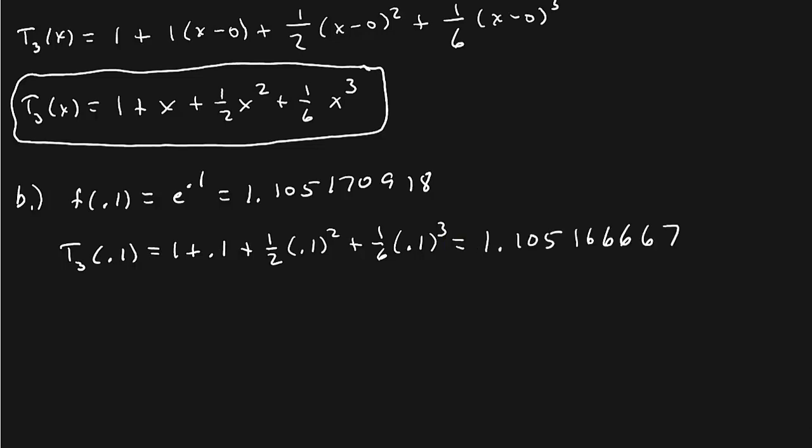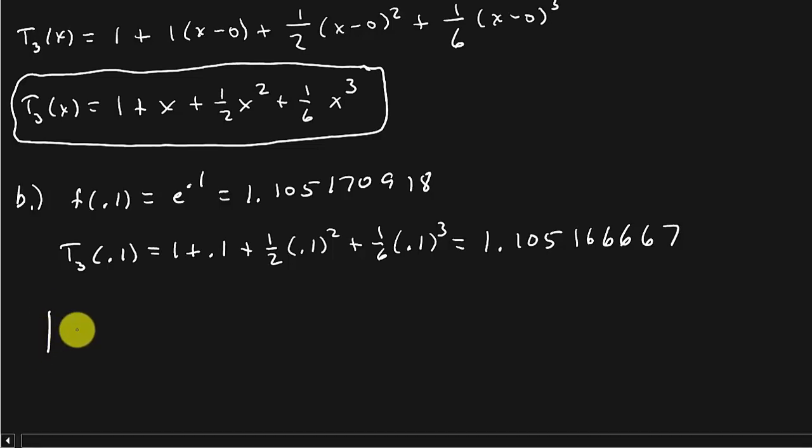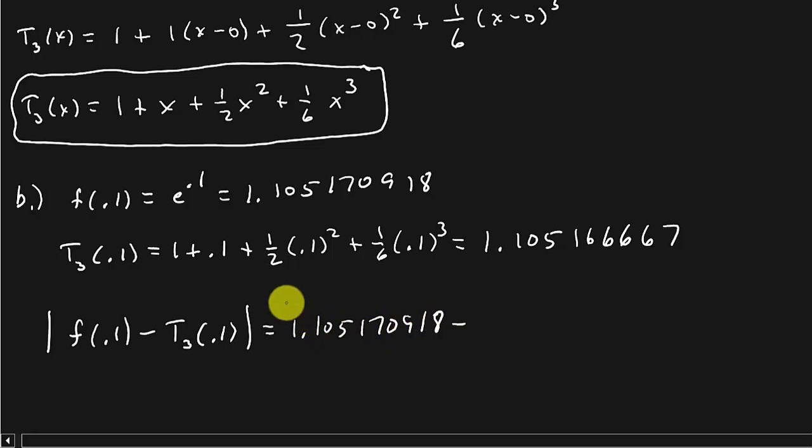All right, so this is what we get when we plug 0.1 into t sub 3 in this function. Now, the absolute error here is going to be the absolute value of f of 0.1 minus t sub 3 of 0.1, which is 1.105170918 minus 1.105166667.